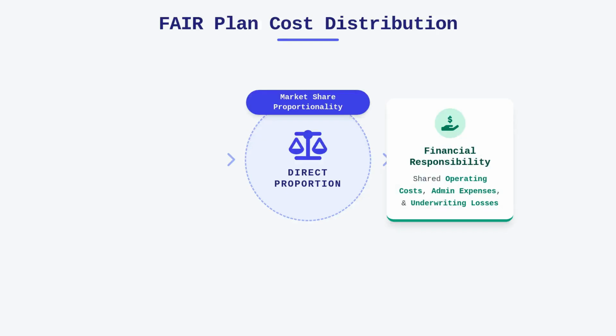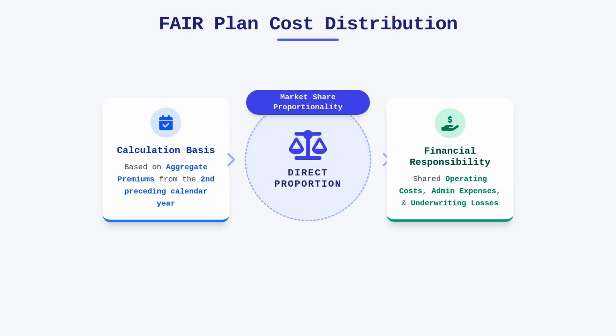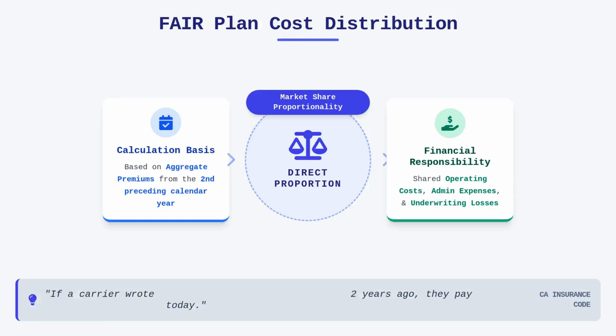The California Insurance Code dictates that this proportion is calculated based on the aggregate premiums written during the second preceding calendar year. For instance, if an admitted carrier wrote exactly 10% of the total voluntary property insurance premiums statewide 2 years ago, that specific carrier is legally responsible for exactly 10% of the Fair Plan losses and expenses today. This mechanism ensures an equitable distribution of risk, preventing any single insurer from being disproportionately burdened by the collective exposures of the residual market.